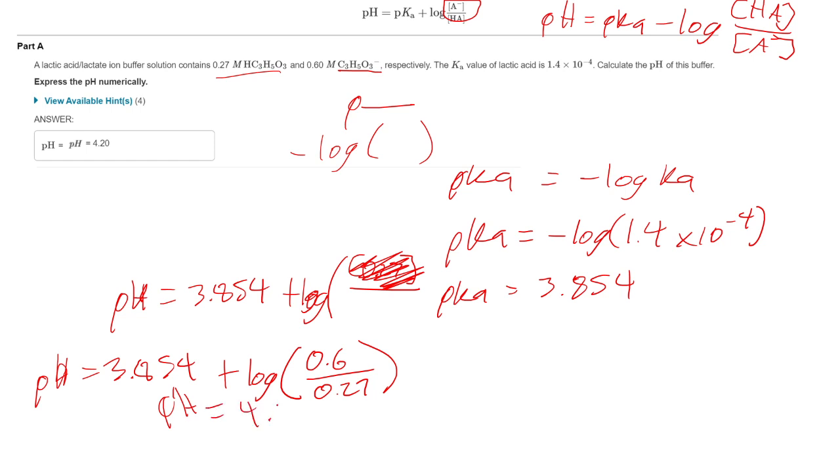Anyways, I'll write down the answer here. 4.20, and then it would have been 1. You round it to 3 sig figs, and that's your answer in this case.